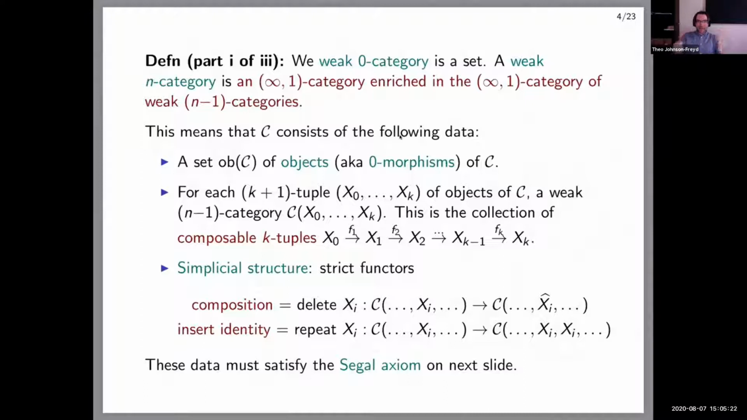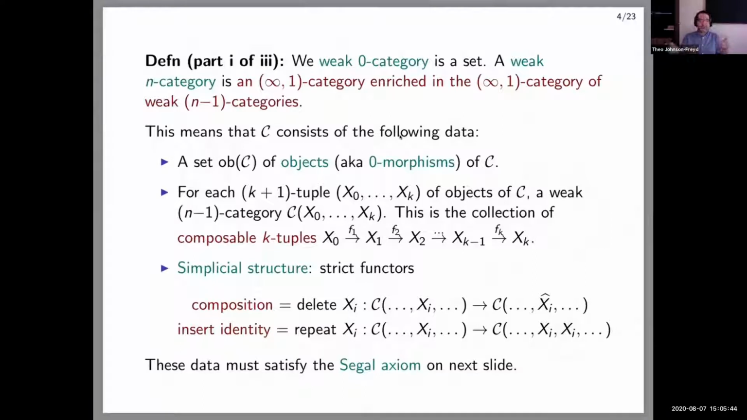And since by induction you already know what an n-1 category is, I didn't have to tell you what that was. You worked that out already. But you should think of this as the collection of all ways of listing k many composable morphisms. And then these sets, these n-1 categories, basically form some sort of simplicial structure.